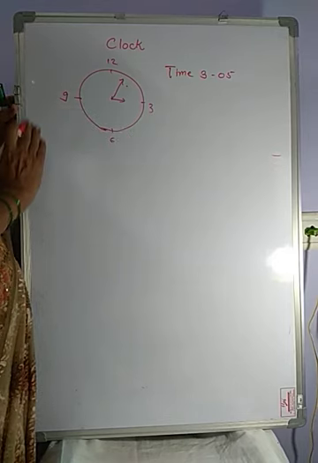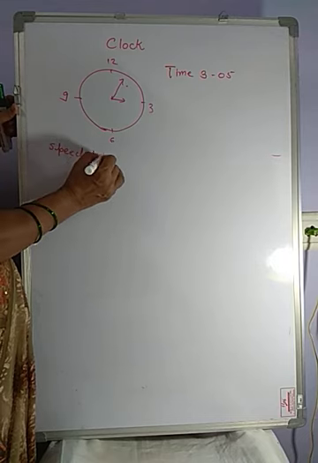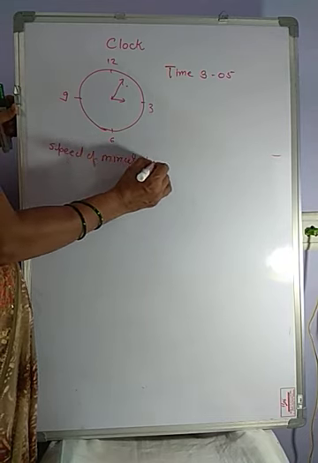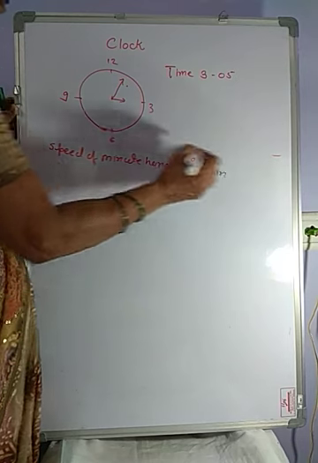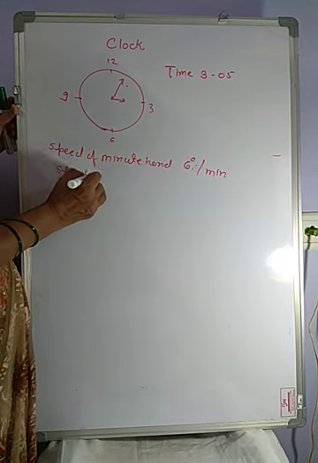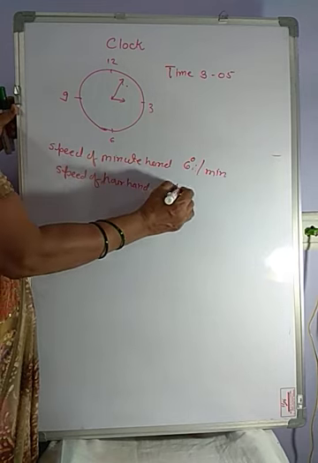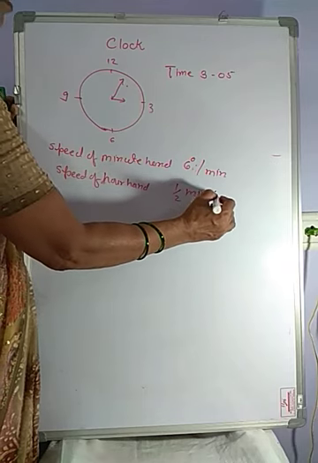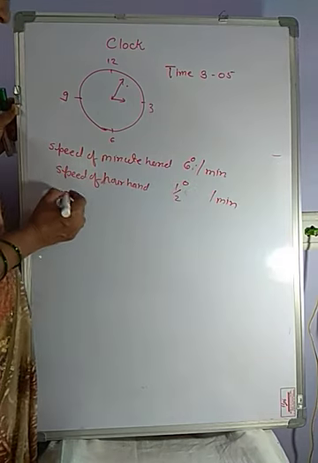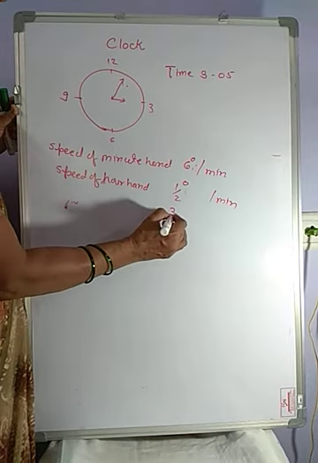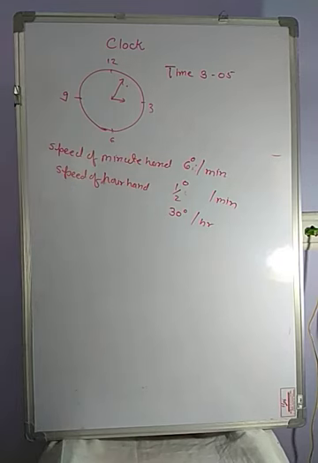in the last video, that is, the speed of the minute hand, six degree per minute, and the speed of the hour hand, half a degree per minute, or we can say it is 30 degree per hour.